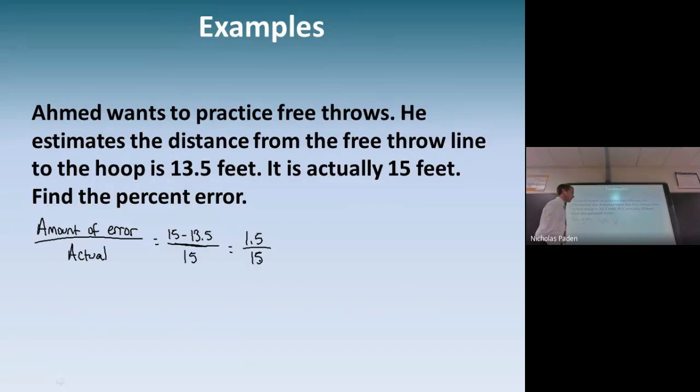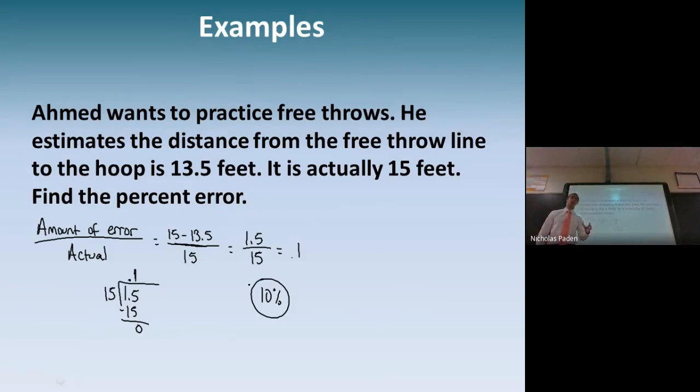And then we go ahead and divide. 1.5 would go on the inside, 15 on the outside. And we put our decimal point straight ahead. 15 goes into 15 one time, and that's an easy division problem. So we get 0.1. Change this to a percent. Remember, 0.1 is not 1%. 0.1 would be 10%. So the answer is just 10%, and we don't have to say 10% increase or decrease. We just say he is 10% off. So that's what that means. He estimated it to be this.